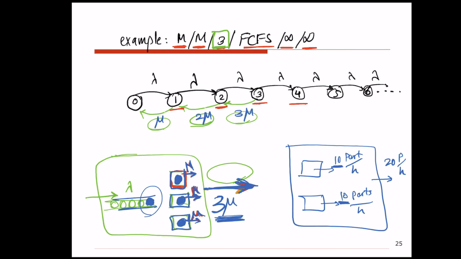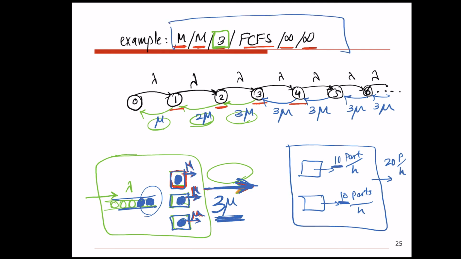So if there are 4 people in the system, then the rate of departure is going to stay as 3 mu. Similarly, if there are 5 people in the system, 2 of them are going to stay in the line, 3 of them are going to go to the servers. Still the rate of departure from the system is 3 mu, and for 6 people 3 mu, and so forth. And basically this is the rate diagram for this specific queuing system with 3 parallel servers.